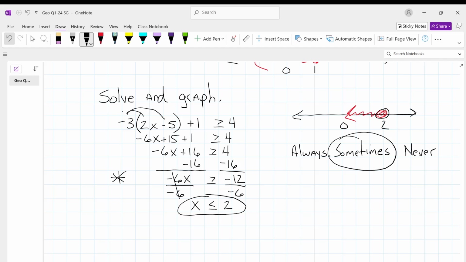Okay? I'm going to show you an example of always, and I'll show you an example of never as well. But in this case, this inequality is sometimes true. And the times that it is true is when your x is less than or equal to positive 2.